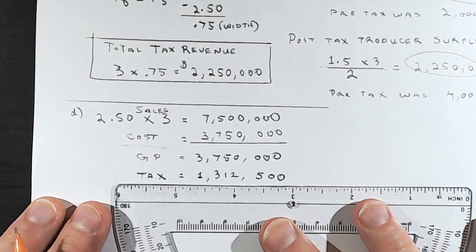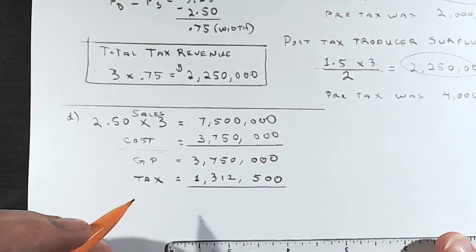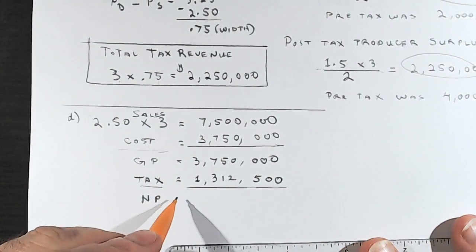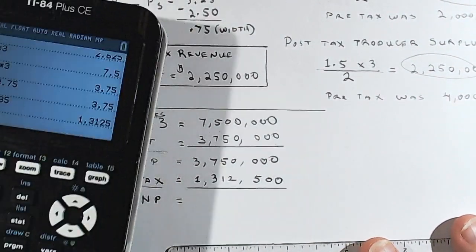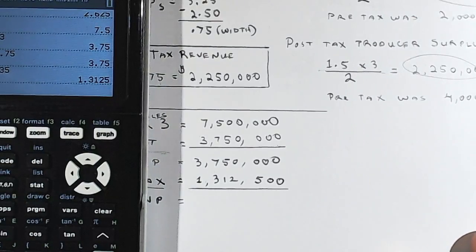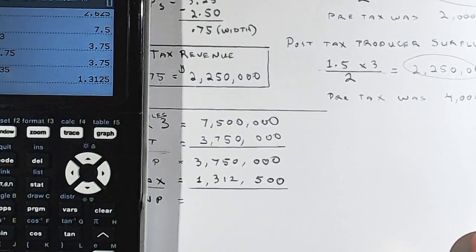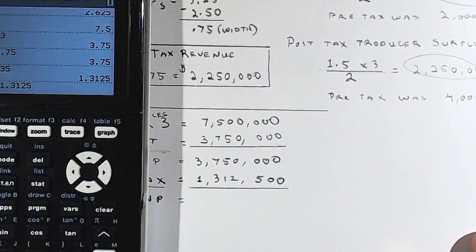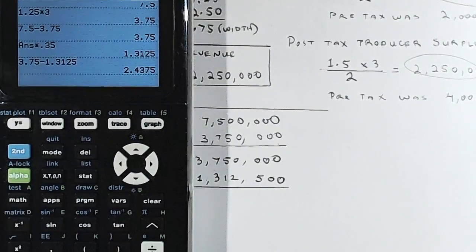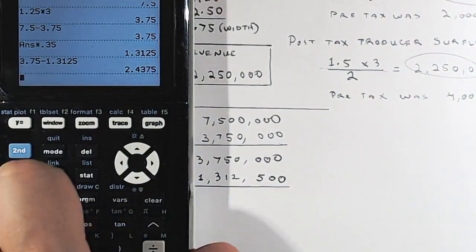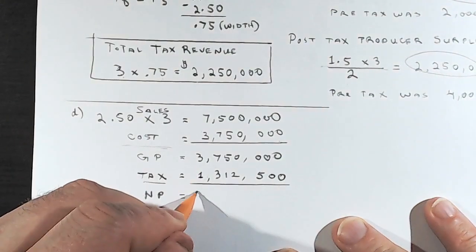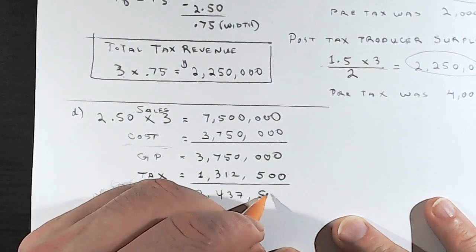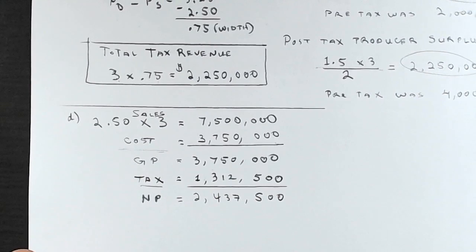So we'll call our net profit gross profit minus tax. Net profit is going to be equal to 3.75 minus 1.3125, which gives me 2,437,500. Okay, so that's my net profit.